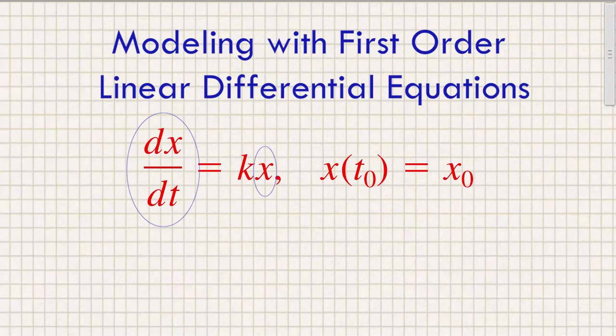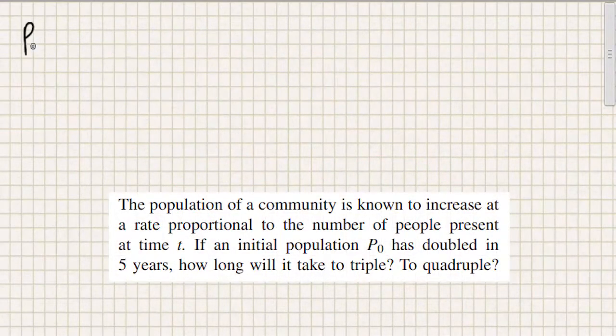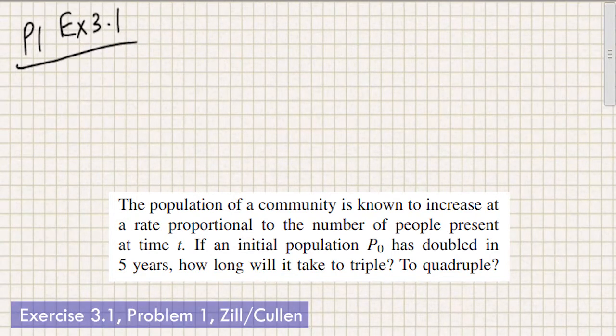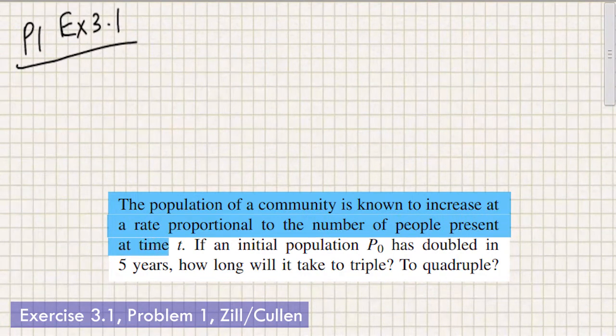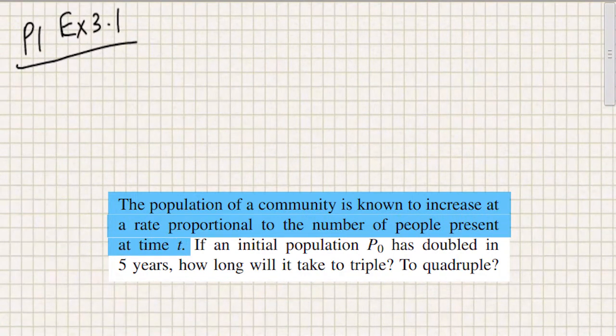So I'm going to show you the solution to problem 1, which is from exercise number 3.1 of Zill and Cullen book, 7th edition. The problem states that the population of a community is known to increase at a rate proportional to the number of people present at time t. So how do we go about translating this sentence into mathematics?